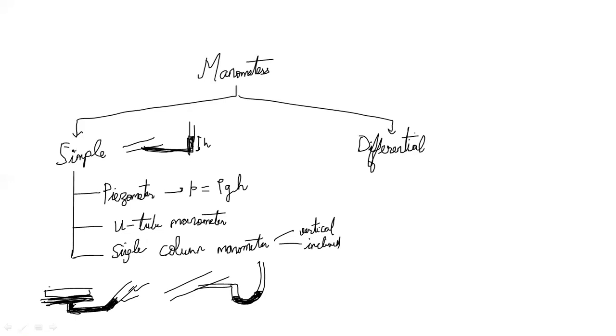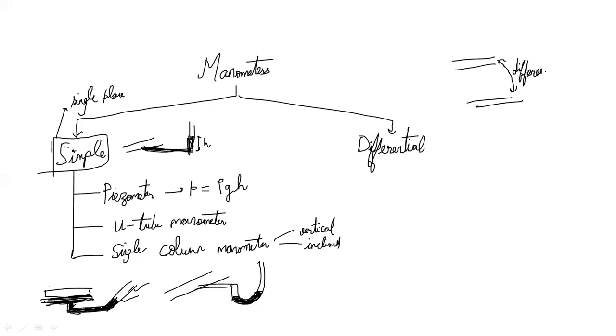And in case of differential manometer, simple manometers are used for measuring pressure in a single pipe or at a single place. But when we have two pipes running at a particular distance, then the difference in pressure is to be measured in many cases. This difference in pressure is required in many real life cases of fluid mechanics. In that case, differential manometers are used.